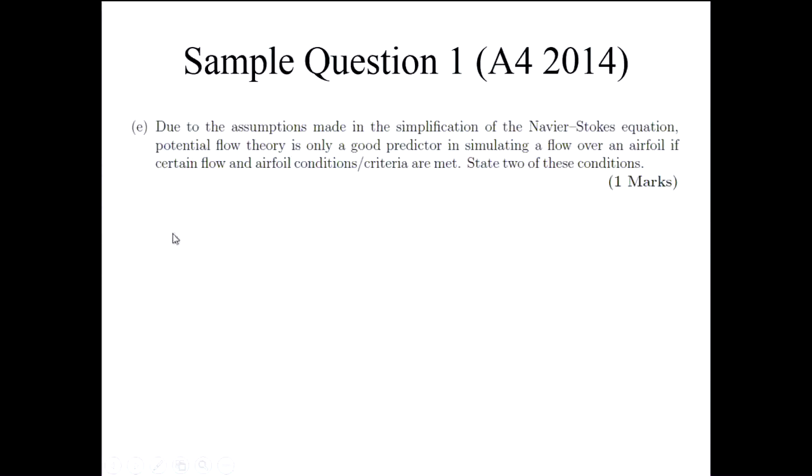Okay, so here's one more question to finish it up. It's just a 1 mark question. And this is about, due to the assumptions made in the simplification of the NS equation, potential flow theory is only a good predictor in simulating a flow over an airfoil if certain flow and airfoil conditions are met. So this is about the limitations of this method, which was covered yesterday, right? And we were only asked to list 2 of these conditions. So this seems okay, not very challenging.